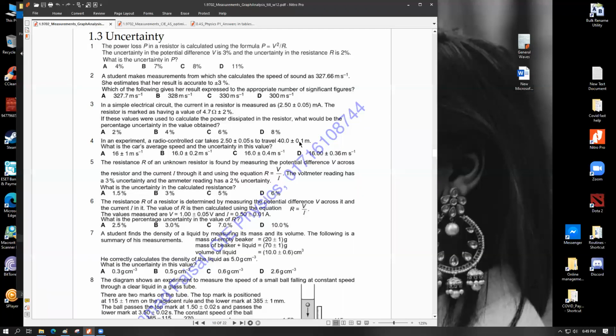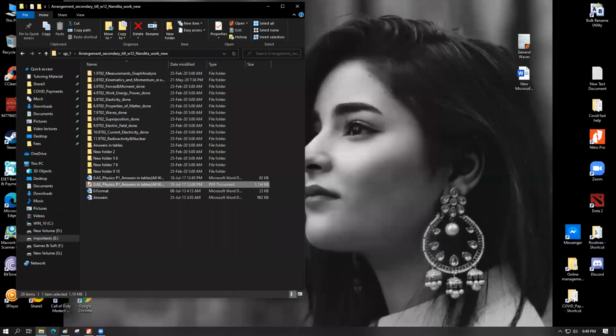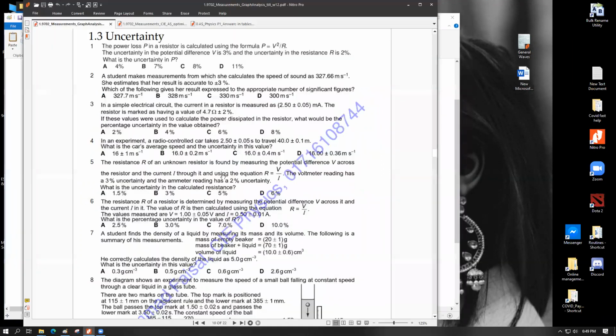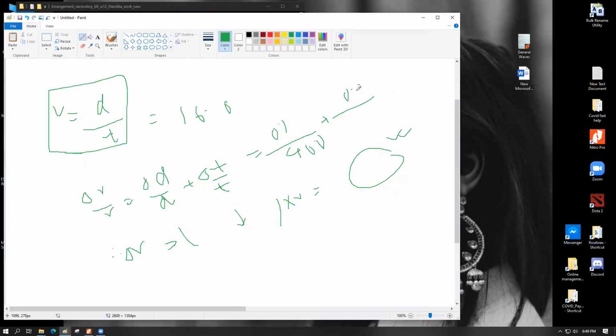This is d and this is delta d. It won't be exactly 40 meters, and that is exactly why we are doing this fractional calculation, which should be represented as 0.1 divided by 40.0 plus 0.05 divided by 2.50. That is how you do your calculation.